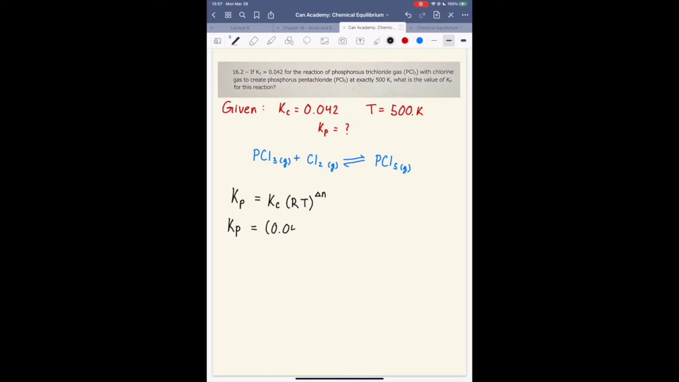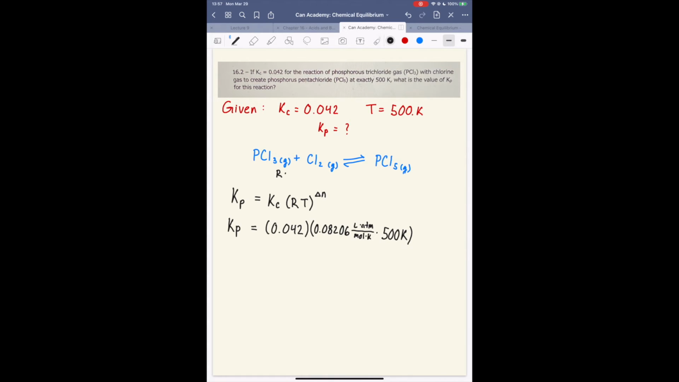Now that we know the equation, we are going to plug in our givens to solve for Kp. So we know that Kc is equal to 0.042. We're going to put that in parentheses, times R, which is 0.08206 liters atmospheres over moles times Kelvin, times the temperature that we are given, which is 500 Kelvin. And we are going to put R and T in the same parentheses in order to raise that value to the power of delta N.